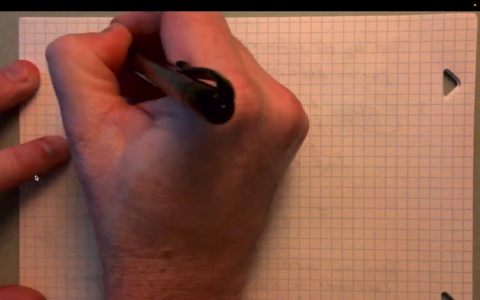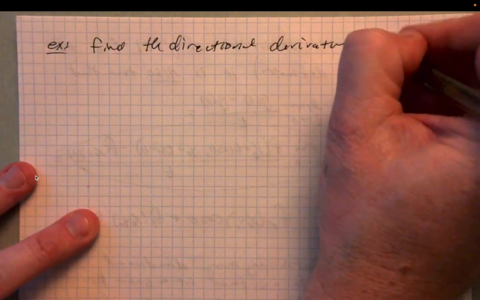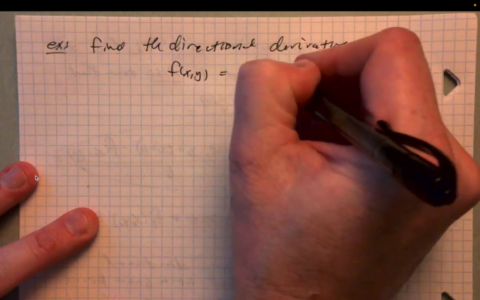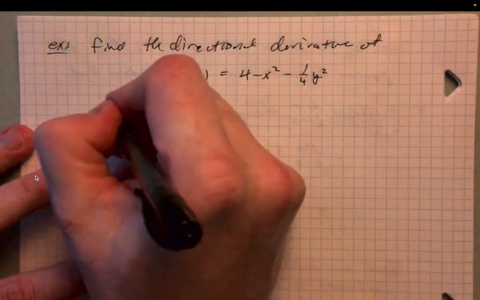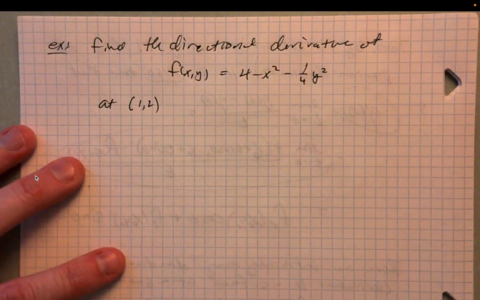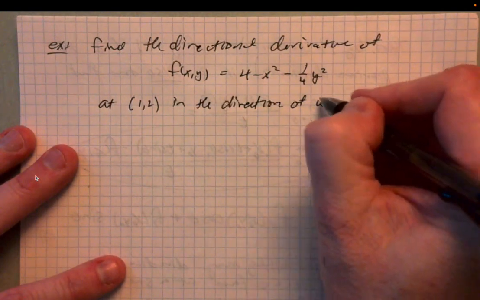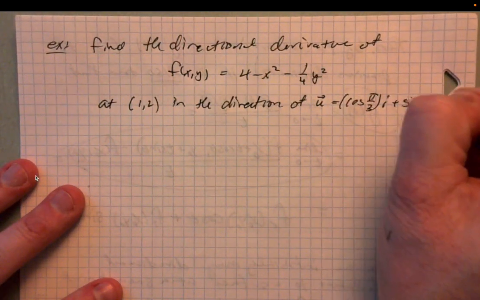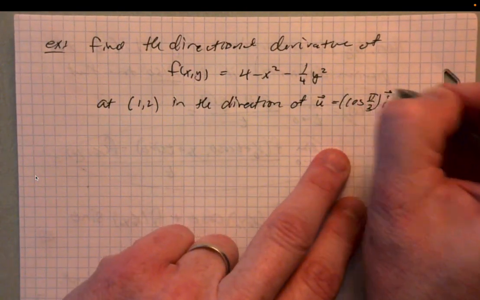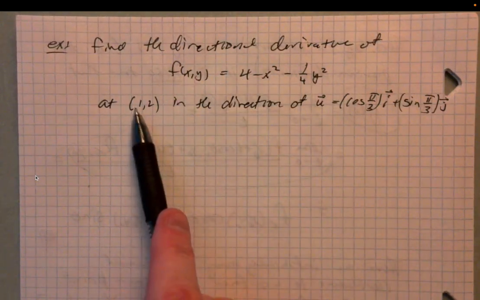Okay. So let's find the directional derivative of f of x y equals 4 minus x squared minus 1/4 y squared. We're going to find the directional derivative of this function at 1, 2, right? So the point 1, 2 in the xy plane, and in the direction of, right? So you always have to have a direction vector. And so in this case, the direction vector will be u equals cos pi over 3 i plus sine pi over 3 j. Okay. All right, so we're going to find the directional derivative of this function at this point in this direction.